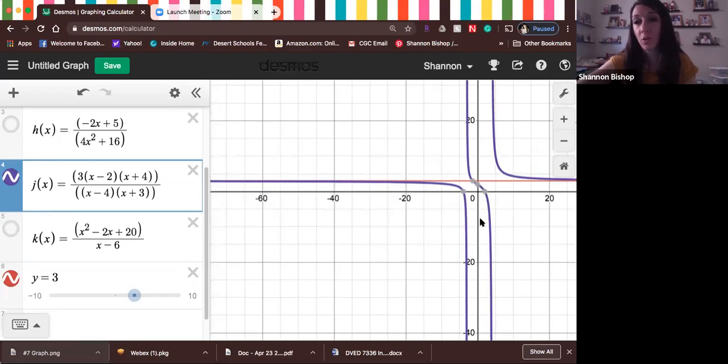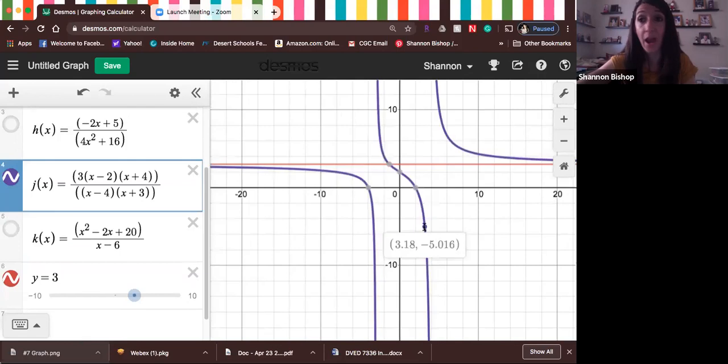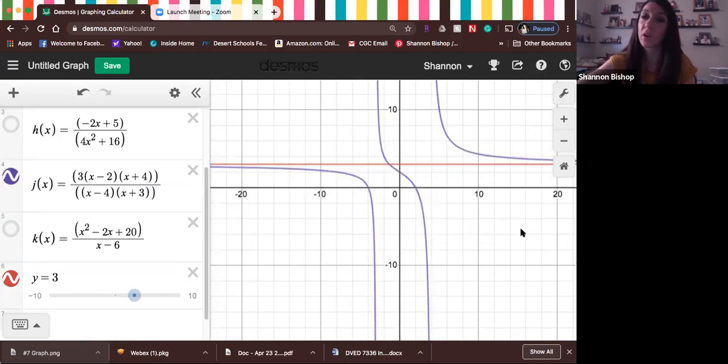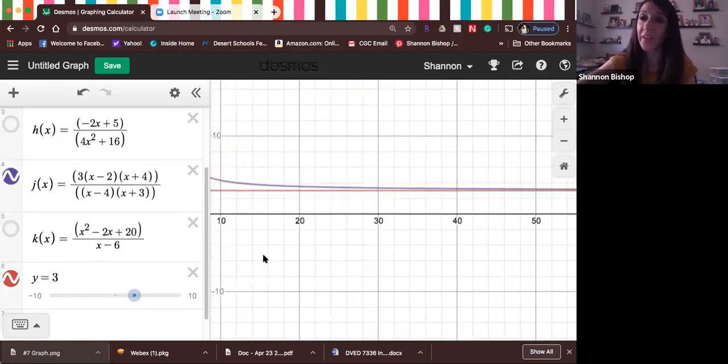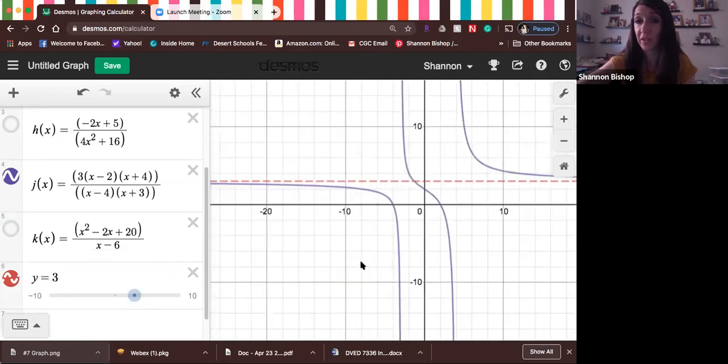Absolutely. So, end behavior. Does the curve level out in the middle? Not at all. But does the curve level out in the long run? Yes, it does. And where does it level out to? An output value of 3. So the horizontal asymptote for that curve is 3.